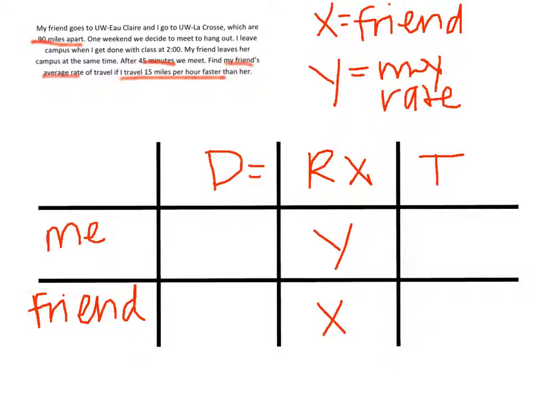Both of our times are 45 minutes, so in decimal form that's going to be 0.75. We both have the same time. And then we don't know the distance each of us traveled, but we know combined it was 90. So I'm going to put that in the middle as combined distance. Then we're going to take this chart and use it to make our equations.